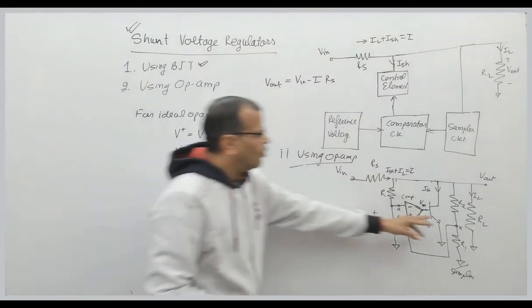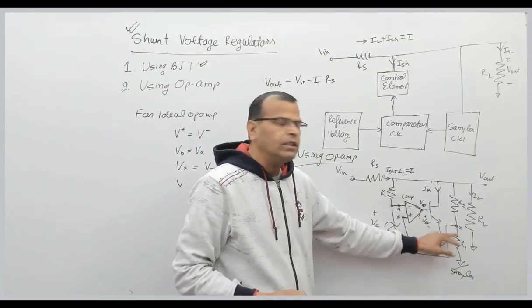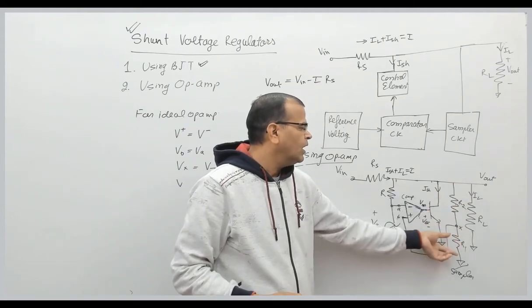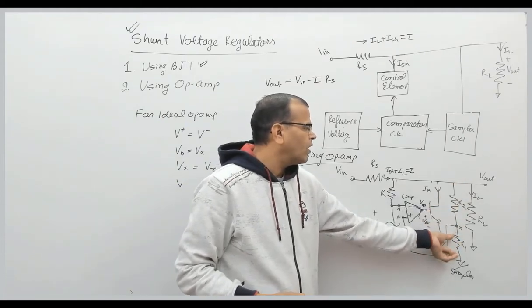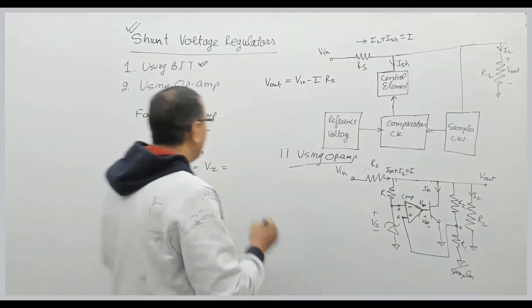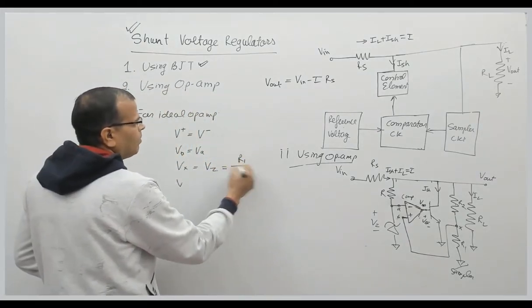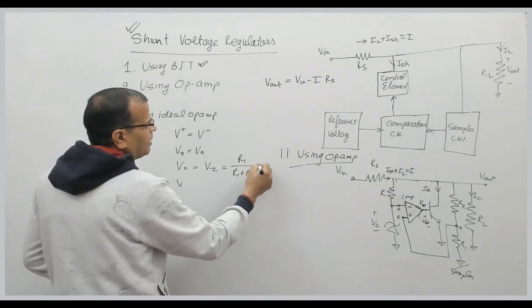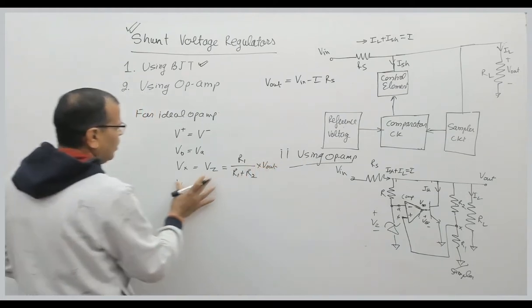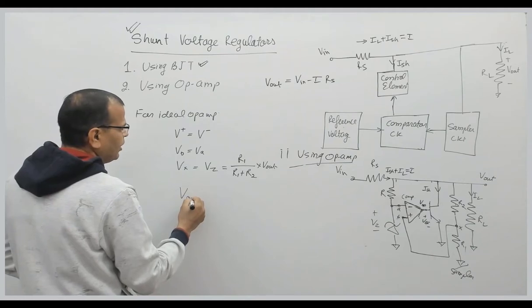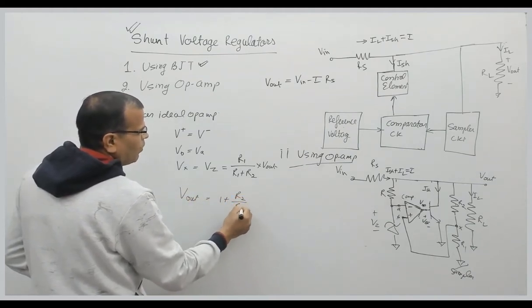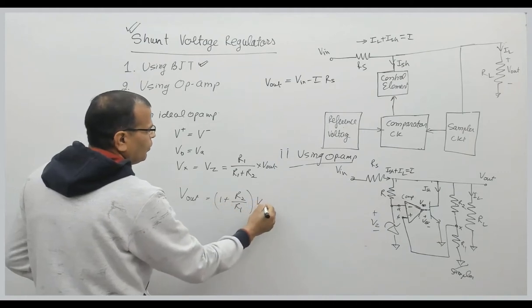And what is Vx? Vx, the voltage at node X, is nothing but the voltage across this resistance, and that voltage can be obtained in terms of the output voltage. That is a simple voltage divider, R1 by R1 plus R2 multiplied by Vout. So we get the output voltage equal to 1 plus R2 by R1 multiplied by Vz, right?